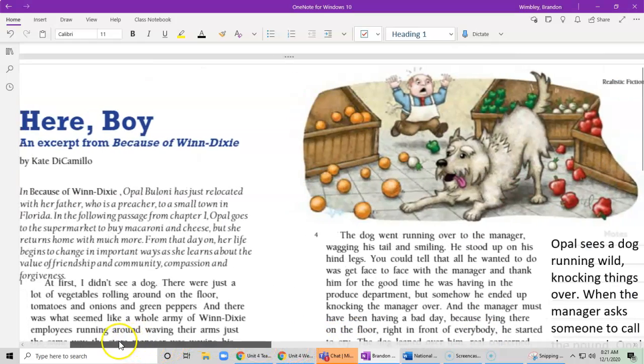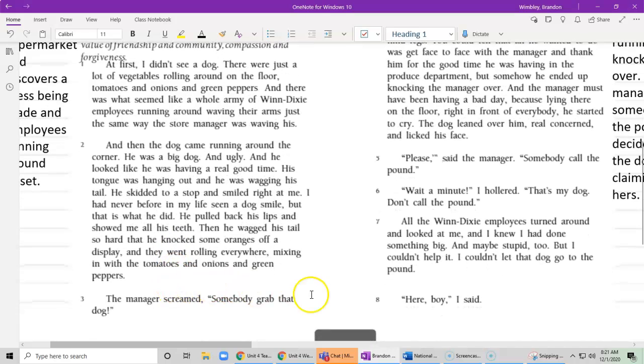Okay, let's head back to paragraph 2 and keep looking to see what other observations or interpretations we have. His tongue was hanging out and he was wagging his tail. He skidded to a stop and smiled right at me. I had never before in my life seen a dog smile, but this is what he did. He pulled back his lips and he showed me all his teeth. Then he wagged his tail so hard it knocked some of the oranges off a display, and they went rolling everywhere, mixing in with the tomatoes and onions and green peppers.